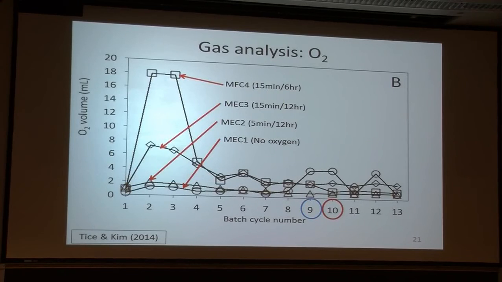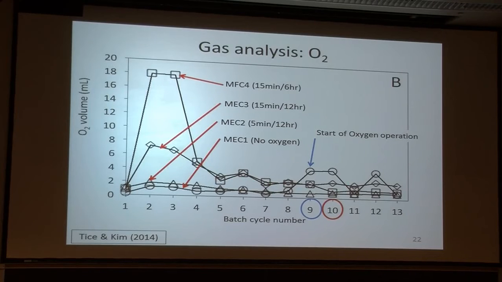And this is the oxygen volume. The y-axis is the oxygen gas volume in the collected gas, up to 20 milliliters. I'm going to start with MEC1, which has basically 0 oxygen there. But at cycle 9, when we started oxygen operation, there's a slight jump in oxygen gas. And this is MEC2, which is consistently low. And MEC3 was high for maybe 4 or 5 cycles, and then it is getting lower.